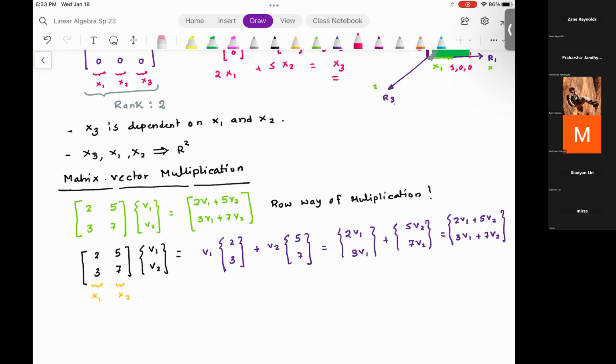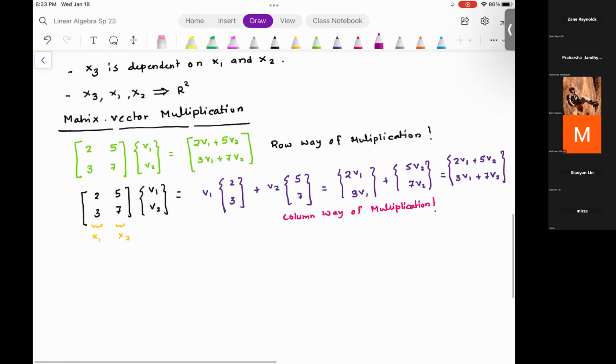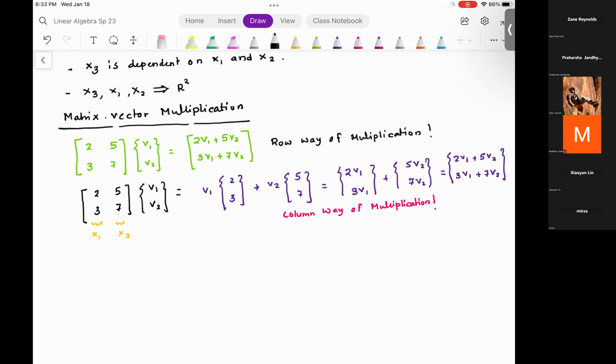So how do we interpret this? This is called the column way of multiplication. What do we mean by column way of multiplication? Now please try to understand, the row way of multiplication you have done as an undergrad. Now let's try to visualize these two vectors and see what it means.